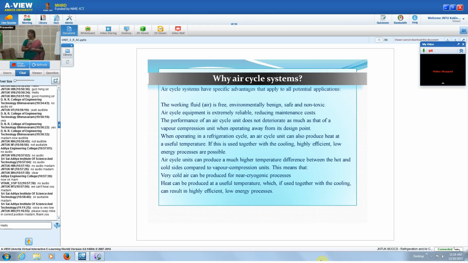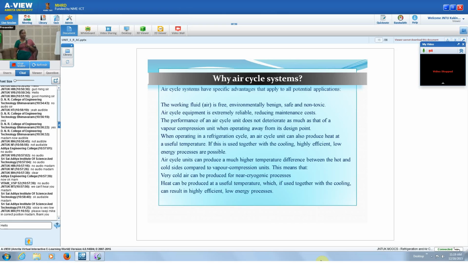So why are air cycle systems used? Why does air refrigeration have importance? It has specific advantages because here the working fluid or the refrigerant is air itself. It is freely available and also safe and non-toxic; even if there is leakage, it doesn't hurt. So air cycle equipment is extremely reliable, reducing maintenance costs.